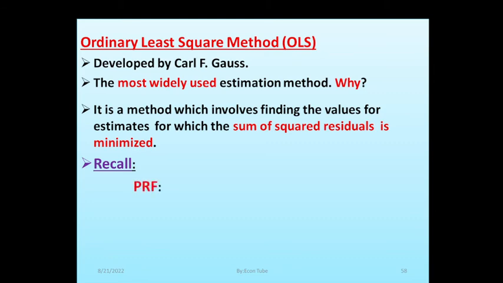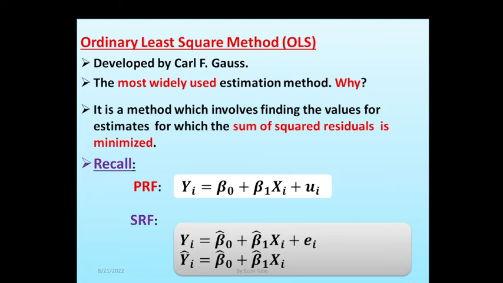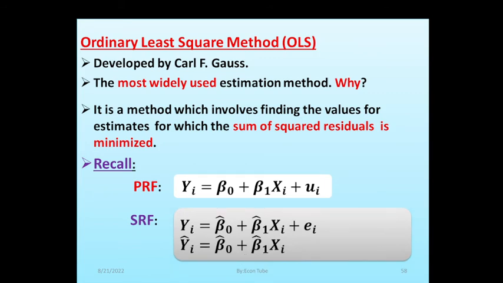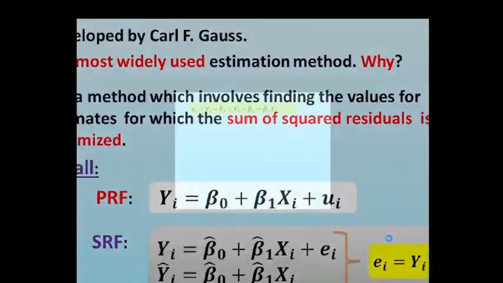It recalls the population regression function, which is shown by Yi equals beta naught plus beta 1 Xi plus ui. The simple regression function has these equations. Now, according to OLS, the sum of squared residuals must be minimized, where we get residuals from the sample regression function: ei is equal to yi observation minus y hat fitted line observations.